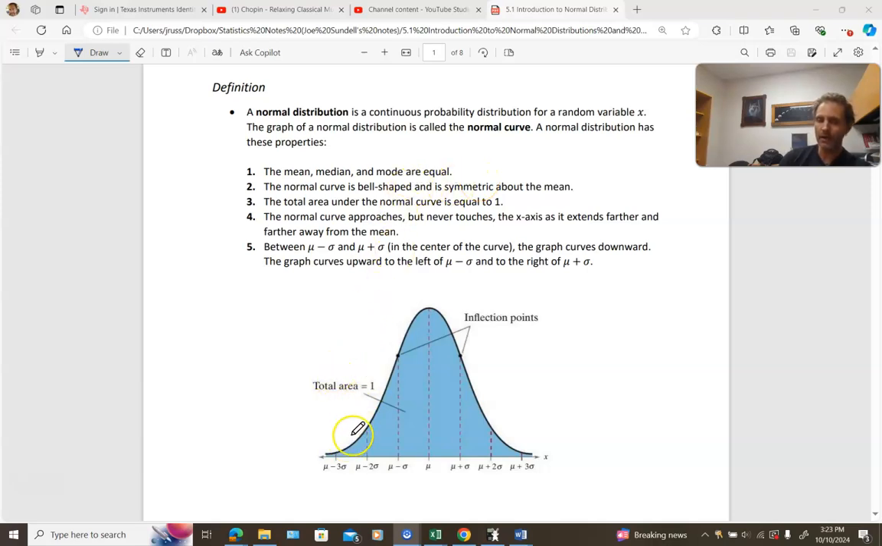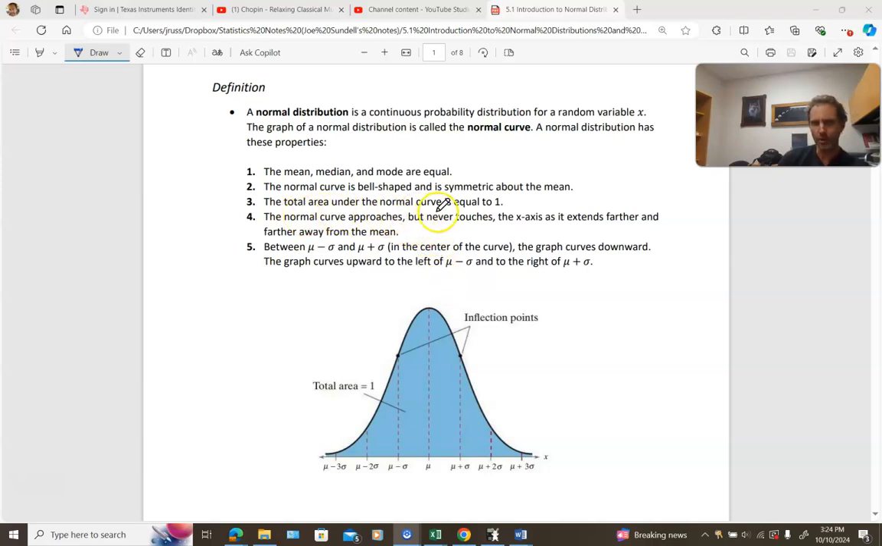The total area under this curve is 1, okay? 1 or 100%. And the reason for that is because, as you know, the sum of all the probabilities in a distribution have to be 1. Think about those discrete probability distributions that we talked about in chapter 4, okay? So therefore, the area under this normal distribution must be equal to 1. And then some other properties.